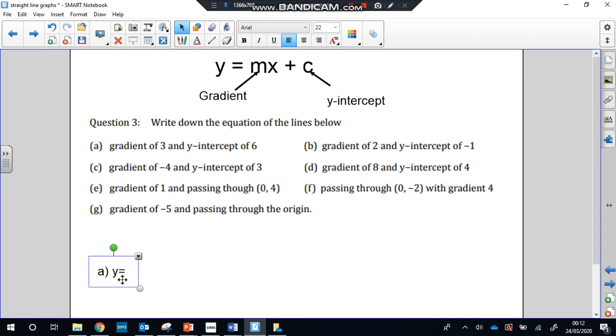So it's got to start as y equals, okay? Gradient is 3, so that's going to go in front of the x, so it's going to be 3x, and the intercept is 6, so it's going to be +6, and that's it. That's the equation of that first line. So if you could finish those other 6 off, and I will put the answers up.